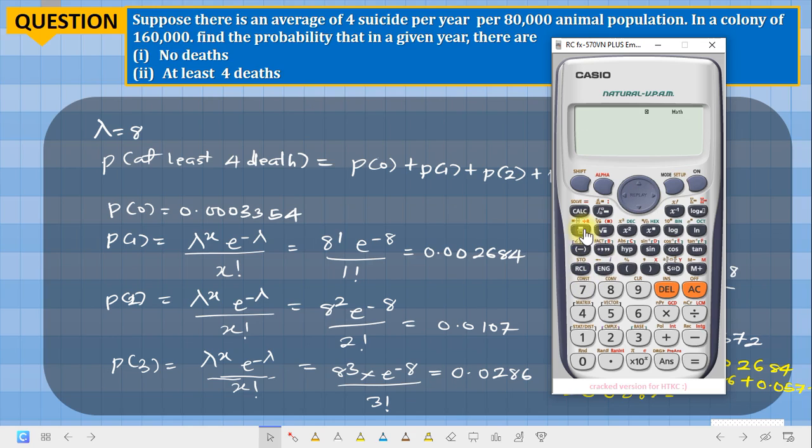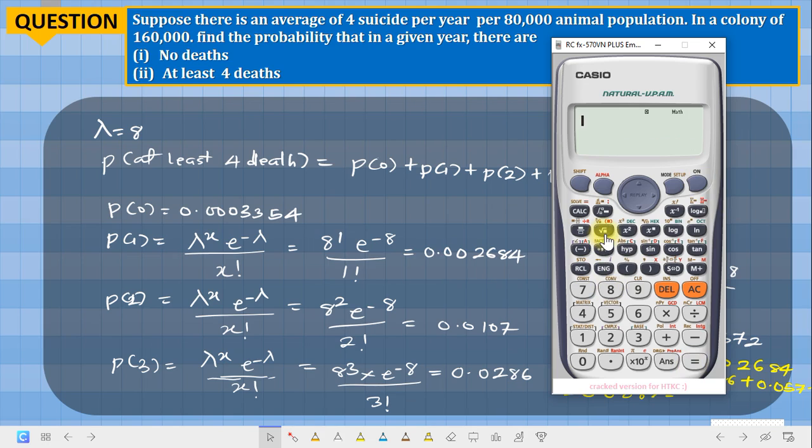For 2, we have the fractional form. Then we have 8 squared times e raised to the power of minus 8, then divided by 2 factorial. And that will give us this answer, which is very, very correct.